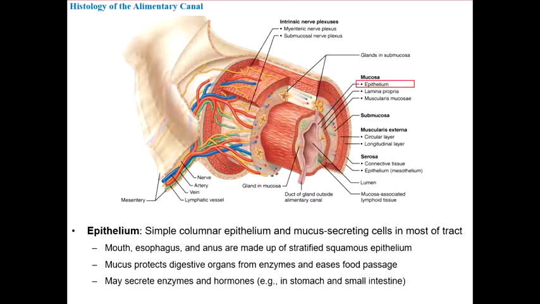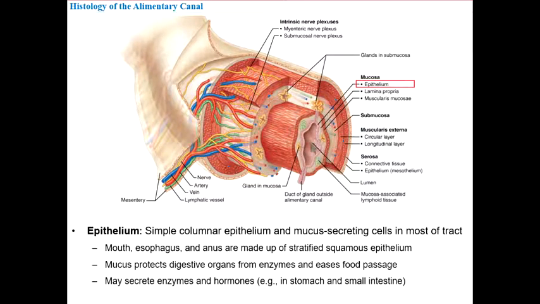So the innermost sublayer of the mucosa is the epithelium, which for the most part is simple columnar epithelium. They have mucus-secreting cells. We call some of those goblet cells to secrete mucus into the lumen, or on the surface of the epithelium. Areas that there is a different type of epithelium are areas where there's more friction from food rubbing against it, like the mouth and the esophagus, and then waste product at the anus. So in this area of the alimentary canal, we'll have stratified squamous epithelium instead for protection.